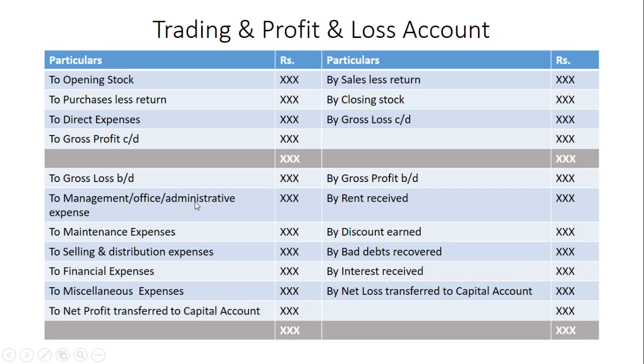Then on the debit side, we record the expenses. First, management expenses, office expenses, administration or administrative expenses. These are recorded first. It may be salary or other office expenses and administrative expenses. Then to maintenance expenses, it may be repairs and such type of expenses. Then we have selling and distribution expenses relating to sales and distribution of the goods or services. It may be advertising or sales commission like that.